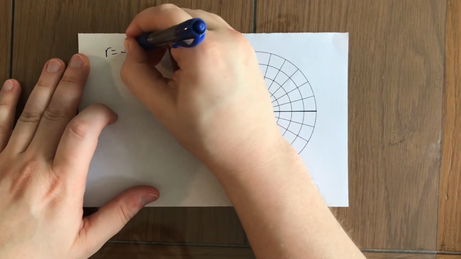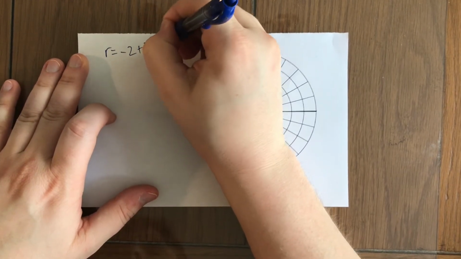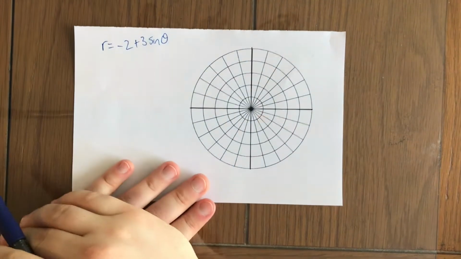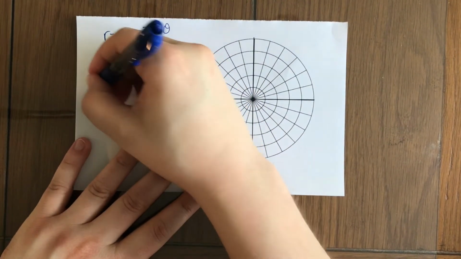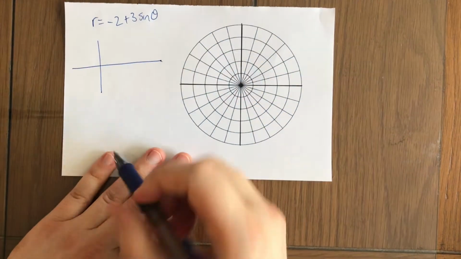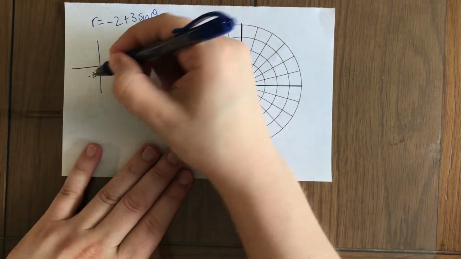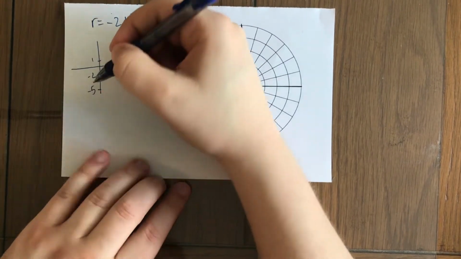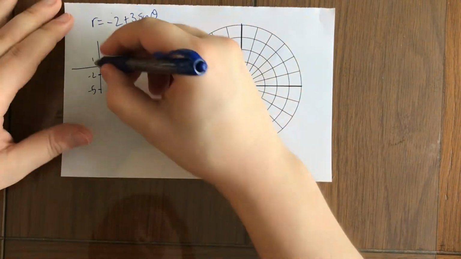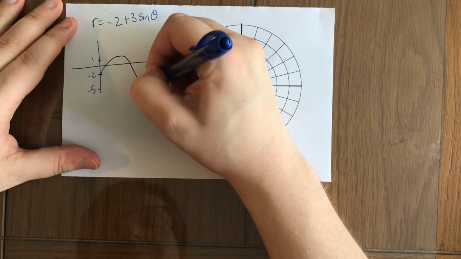Ooh, r equals -2 plus 3 sine theta. So this is one of the limacons, as it were. I'm just going to do a quick sketch of its graph because I find that useful for me. So I'm going to be down here at -2. I'm going to go up to 1 and down to -5. Tricky, tricky. Sine goes like this.